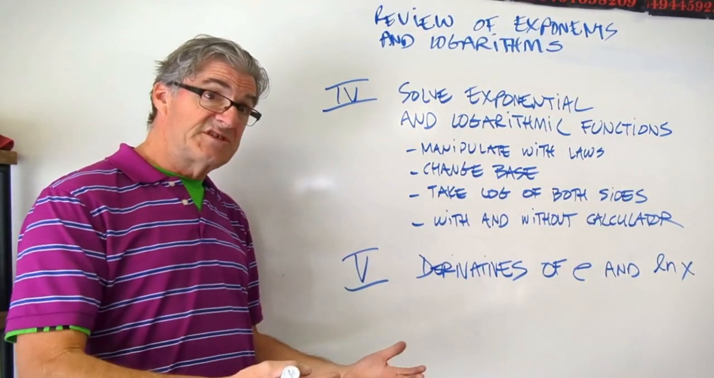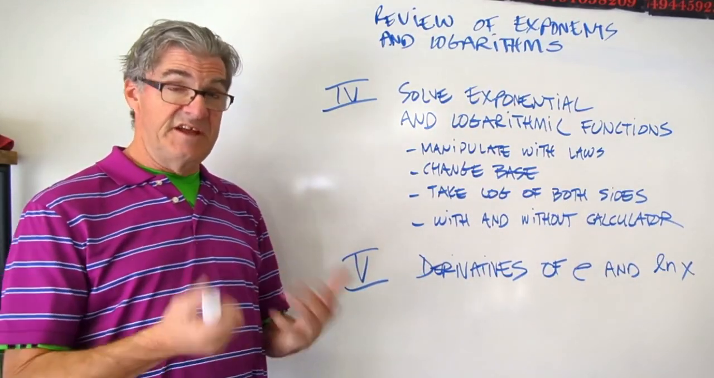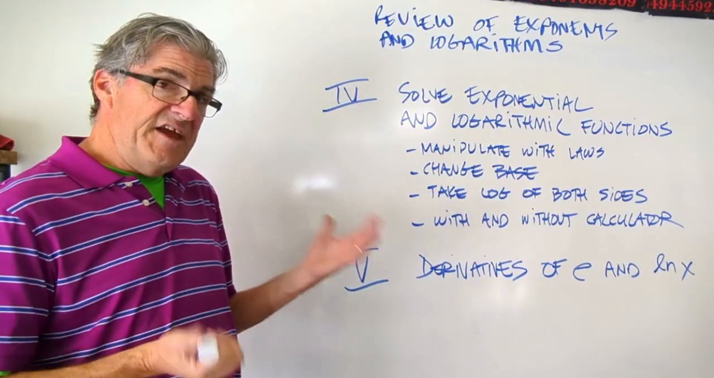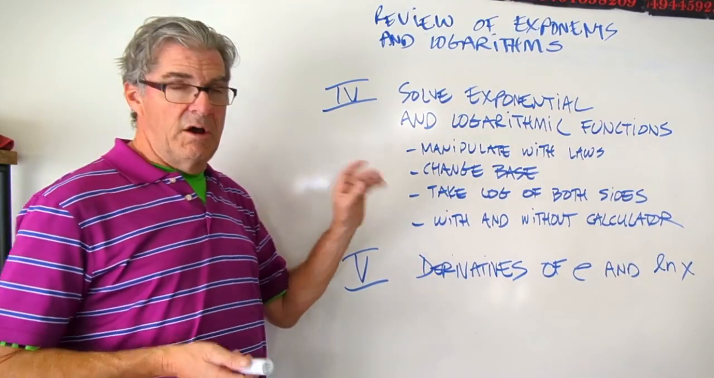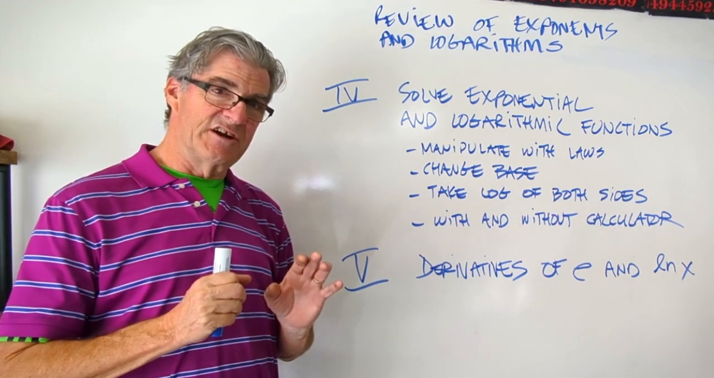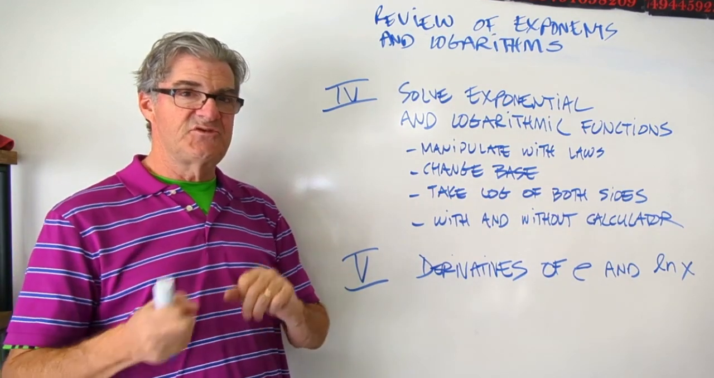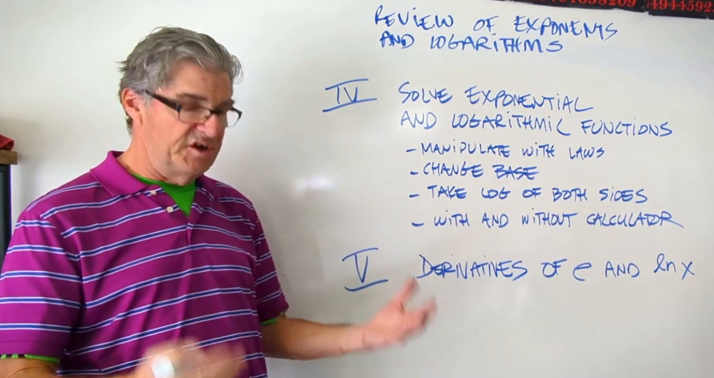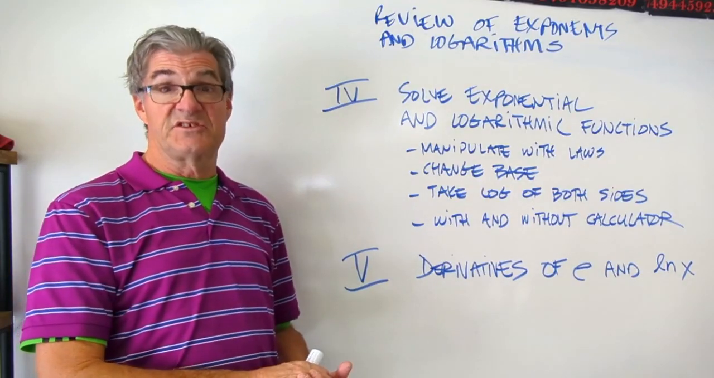So we can take the log of both sides to simplify an equation to then solve it. Now, the thing about some of these techniques is that you didn't need them if you had the calculator. If you could just turn the expression into a log equation, it didn't matter what the base was, you could just use the calculator and solve it.